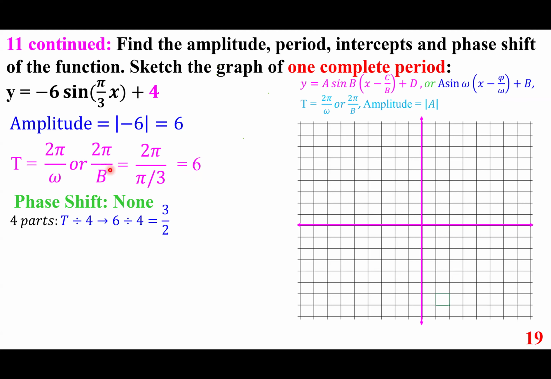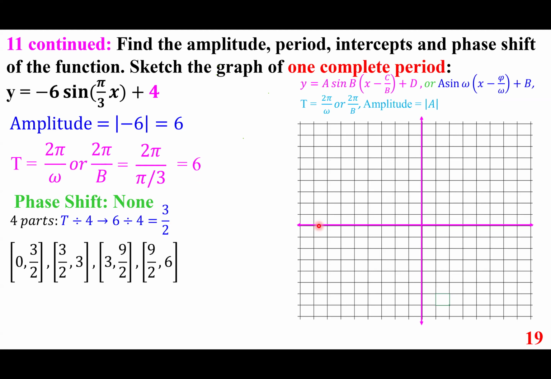Since there is no phase shift, we start from 0 and we go to 3 halves. Then we add another 3 halves, which becomes 3. Then to 3 we add another 3 halves, 9 halves, and another 3 halves becomes 6. So this is what we get: 0 to 3 halves, 3 halves to 3, 3 to 9 halves, and so forth. The first one must be 0, and the last one must be 6, again because the phase shift is 0.